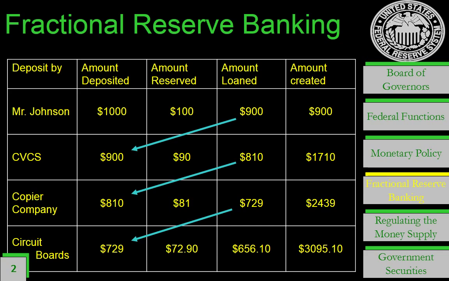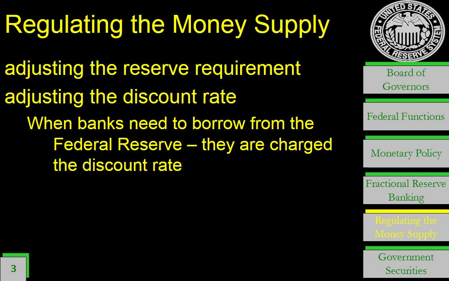Again, think back to the Where's George Washington example of the dollar bill, where you could put in the serial number and see where all it's been. The same thing's happening when it comes to loans. So by changing the reserve requirement, you would change the amount that banks have available to loan out to the customer. If they reduce the reserve requirement, that would mean more money could be loaned out by the banks. Whereas if they increase the reserve requirement, saying that banks had to keep 15 or 20% of their deposits on hand, that would reduce the amount of money available to loan out.